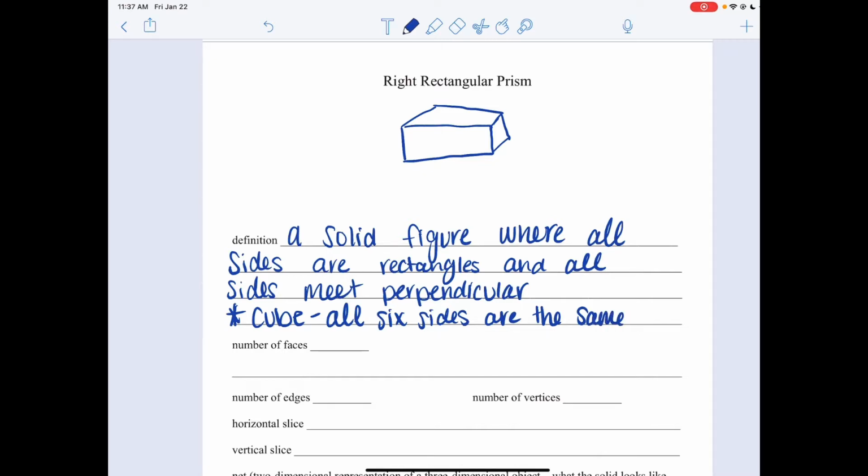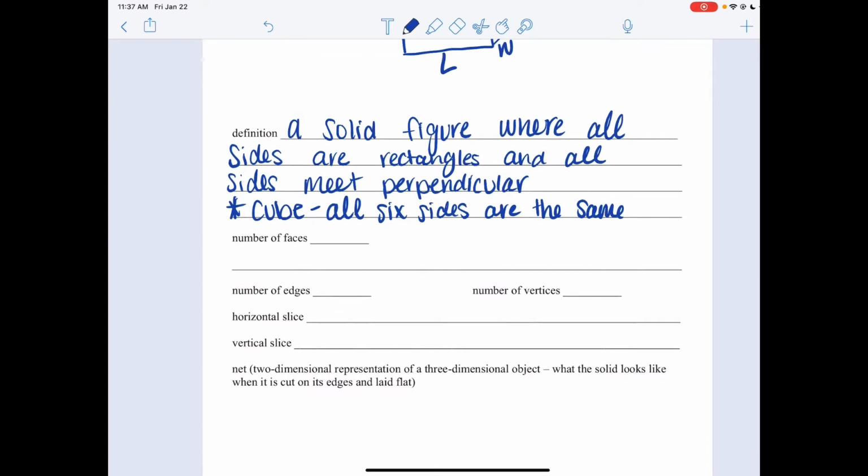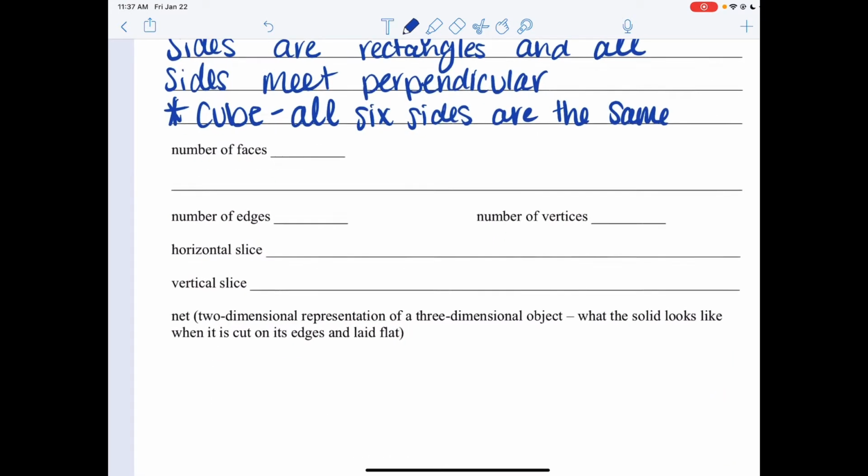Okay, now when I'm looking at my right rectangular prism, I have a length, I have a height, and I have a width. Okay, this will come into play with our volume because our formula has length times width times height. Okay, now I'm going to go ahead and show you my physical right rectangular prism, because we're going to talk about number of faces, number of edges, and number of vertices, okay?